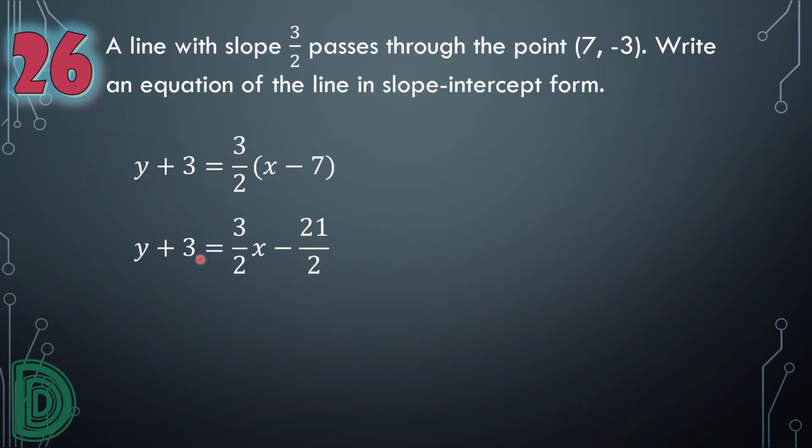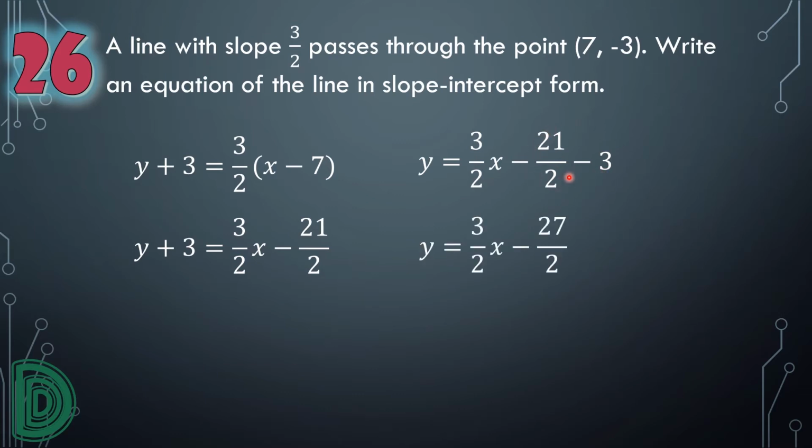And then subtract 3 from both sides. We will have y is equal to 3 halves x minus 21 over 2 minus 3. -21 over 2 minus 3 is -27 over 2. So in slope-intercept form, we have y is equal to 3 halves x minus 27 over 2, where the slope is 3 halves and the y-intercept is -27 over 2.